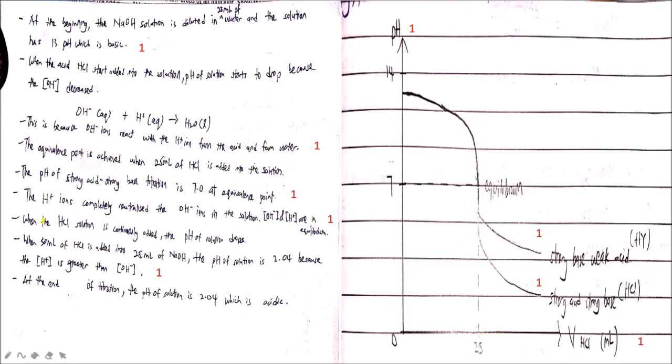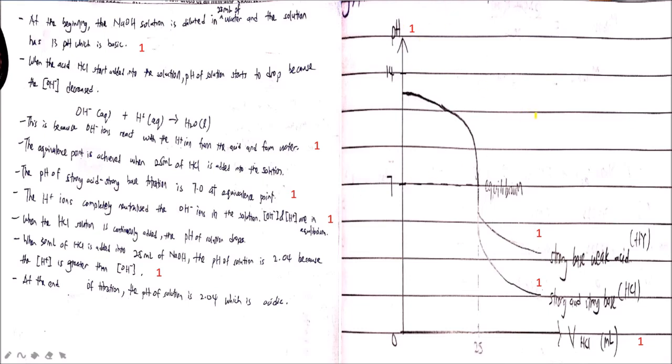After this, when the HCl solution is continuously added into the solution, the pH of the solution will decrease. And finally, the 30 ml of HCl is added into 25 ml of NaOH, and we get the pH of the solution is 2.04, that is acid. So there are 5 marks in the explanation part. And now we are going to the next part, drawing graph. In this part you can aim for 4 or 3 marks.